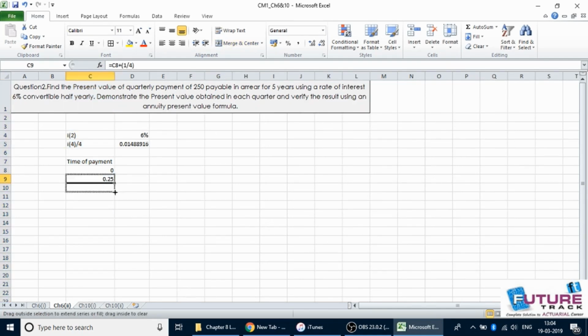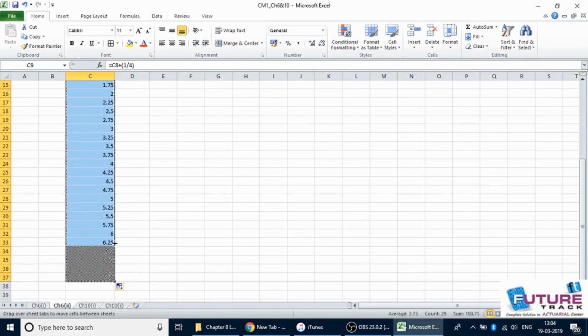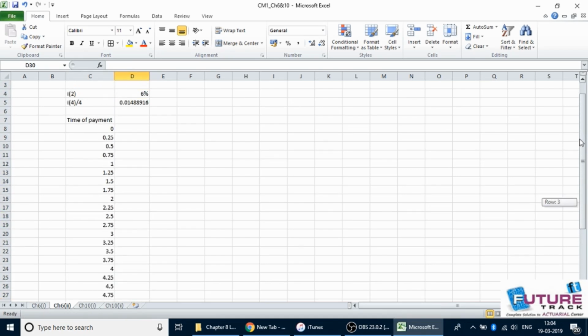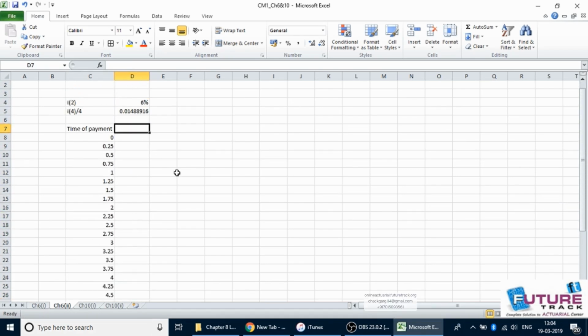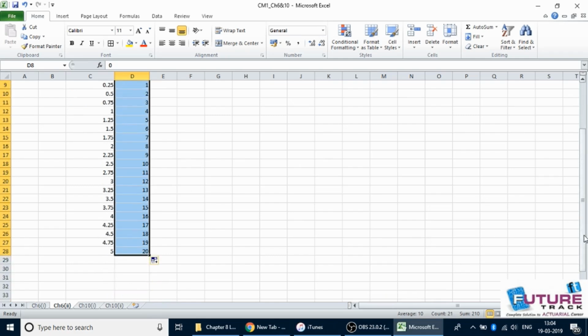Then just make it to 5 years. 5 years means 5 into 4, total 20 payments. So you have to make it 5 years. Okay, fine. So these are the times of payment. So we are denoting this time as 0, 1, 2, 3, and so on. So there are total how many payments? 20 payments are there, right?